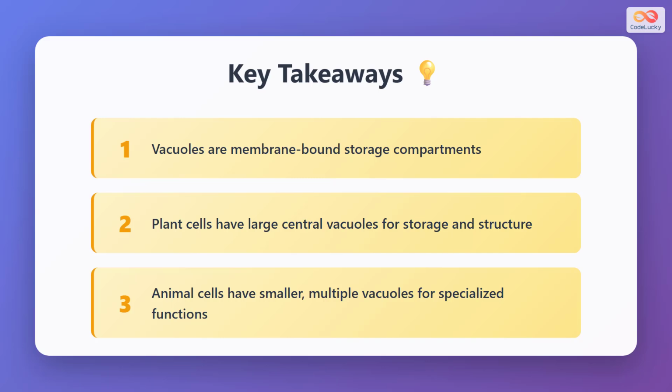Let us summarize what we have learned about vacuoles. First, vacuoles are membrane-bound storage compartments found in cells. Second, plant cells have large central vacuoles that provide both storage capacity and structural support through turgor pressure. Third, animal cells contain smaller, multiple vacuoles that perform specialized functions such as digestion, water regulation, and transport. Understanding these differences helps us appreciate how plant and animal cells have evolved different strategies to meet their unique needs.